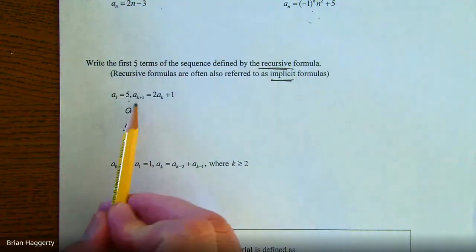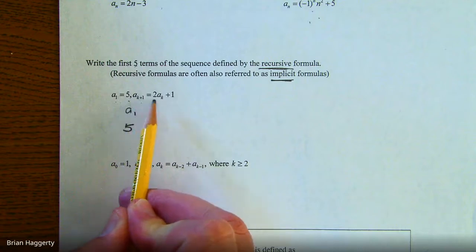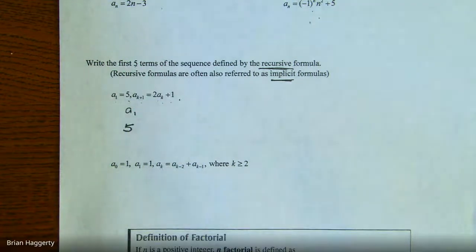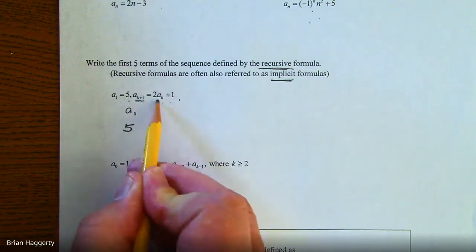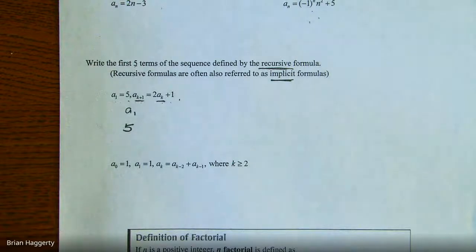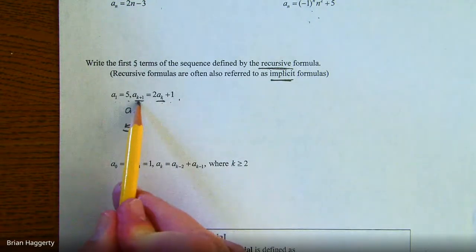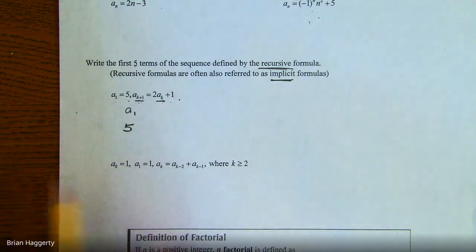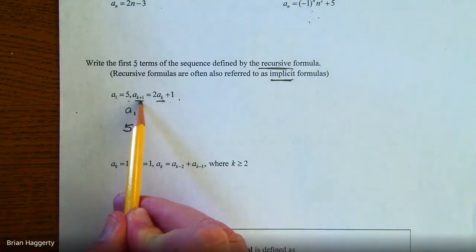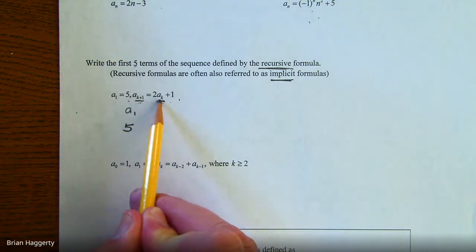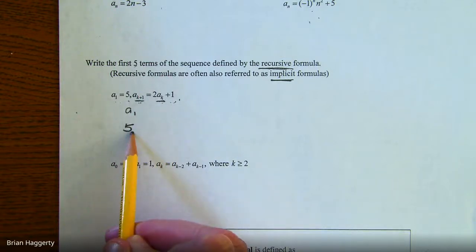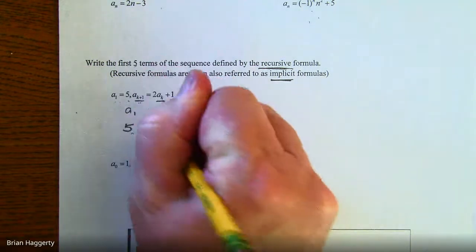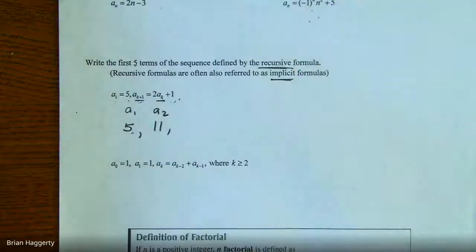And then the next one is a sub k plus 1 equals 2a sub k plus 1. So if this is the k plus 1 term, the kth term came before it, then the k plus 1, the k plus 2, et cetera. What this says is you're going to take the term that comes before it, double it, and then add 1. So you're going to double this, which is 10, add 1, that gives you 11. That's your a sub 2.